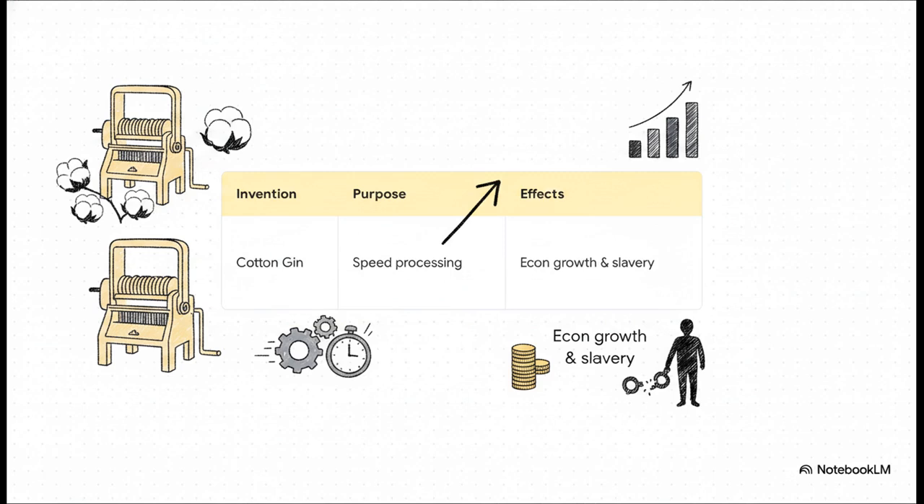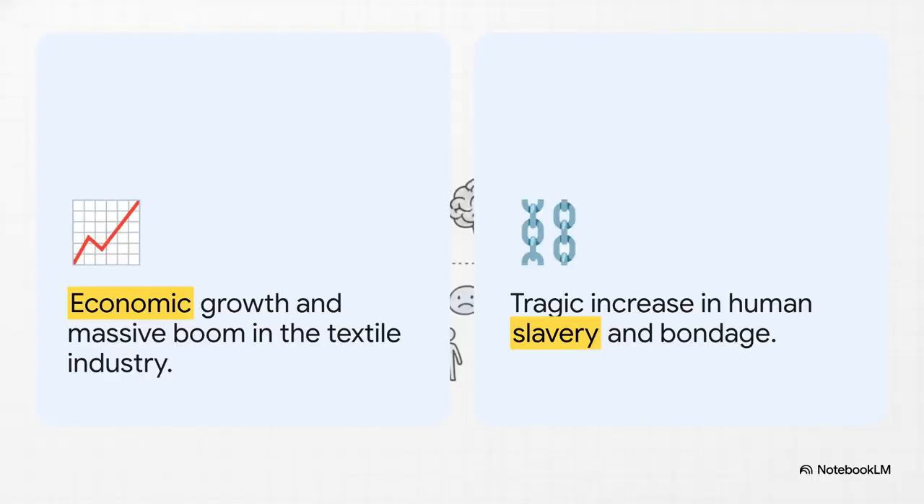On one hand, it triggered incredible economic growth. But on the other hand, it inadvertently led to a tragic, exponential increase in the institution of slavery. The invention did exactly what it was designed to do, but the ripple effects completely reshaped a nation's trajectory. This stark duality, an economic boom running parallel to increased slavery, is exactly why we have to chart history comprehensively. It forces us to confront the reality that innovations are frequently double-edged swords.